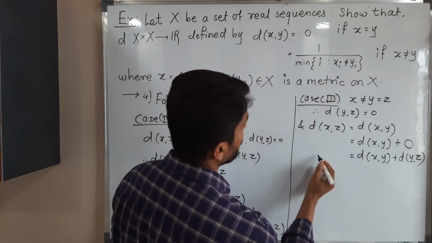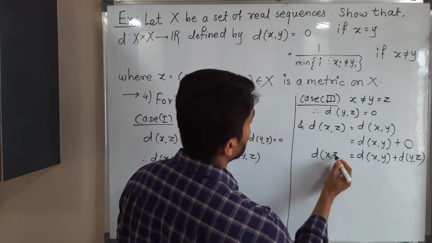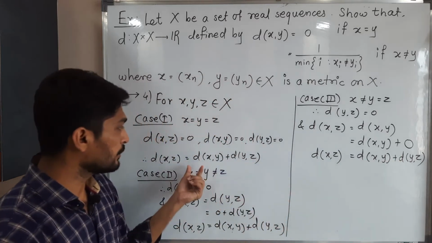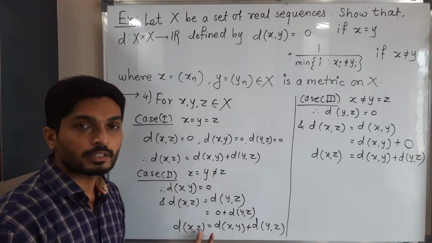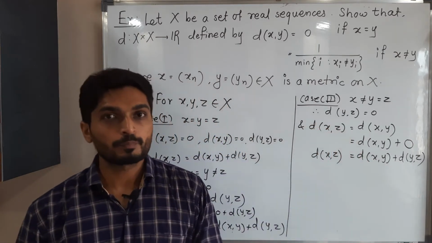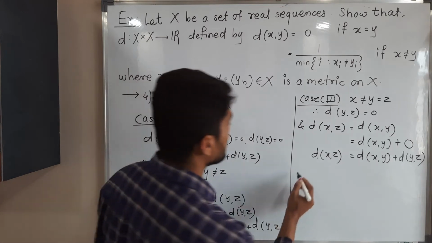Okay, so what is our left hand side? d of xz, and what we are getting, d of xz is equal to d of xy plus d of yz. So here we get equality, here we get equality, and in this case also we get equality. Okay, let us go for the next case. What is our next case?